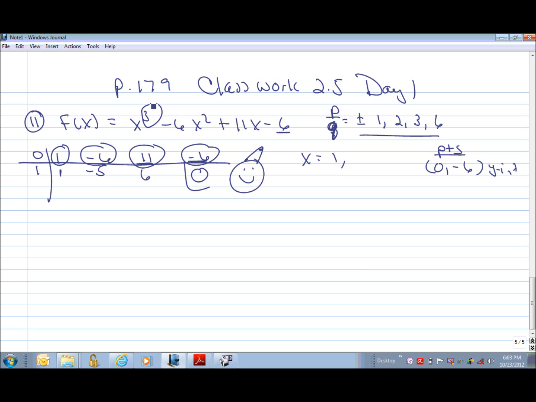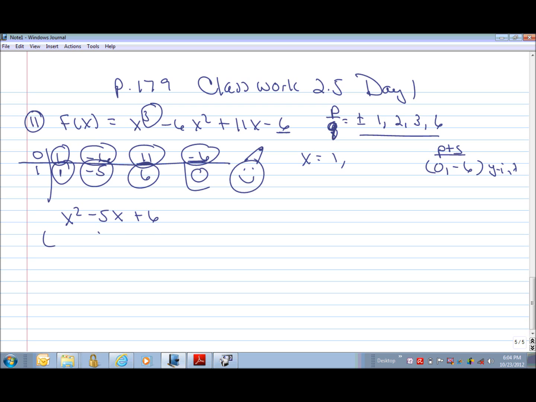We need 3 zeros because we have a third degree polynomial. But remember, we went from a third degree polynomial, now we're down to a quadratic. Once we're at a quadratic, I'm going to solve by the two quadratic methods, either factoring or completing the square, or the quadratic formula. So my coefficients now would be x squared minus 5x plus 6.